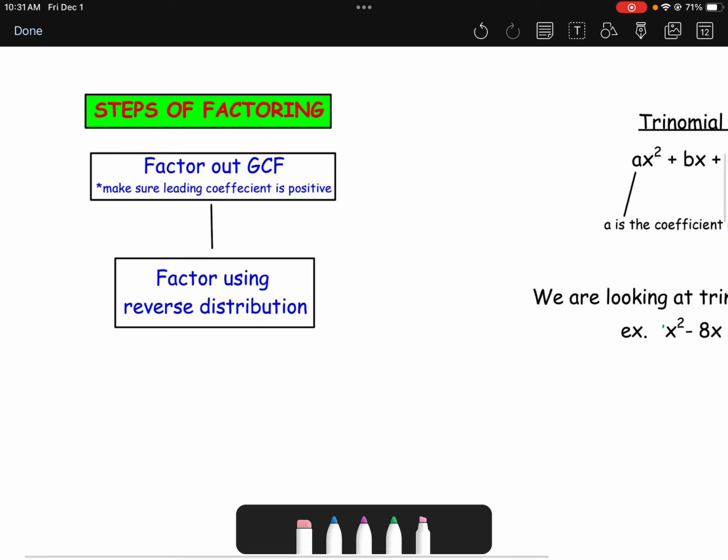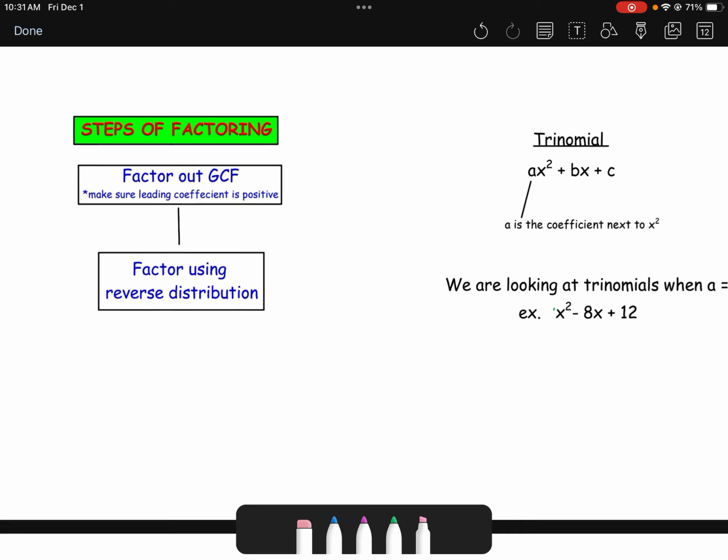So, steps of factoring. The first thing you always want to check for is factor out a GCF. We usually like to make sure the leading coefficient is positive. It doesn't have to be, but if you do decide to take out a negative, it can be very complicated and get messy. So that's why we always recommend having that leading coefficient as positive. And then we're going to factor using reverse distribution.